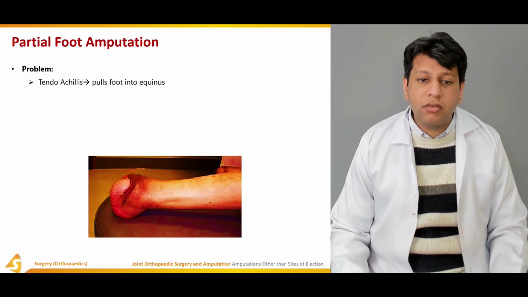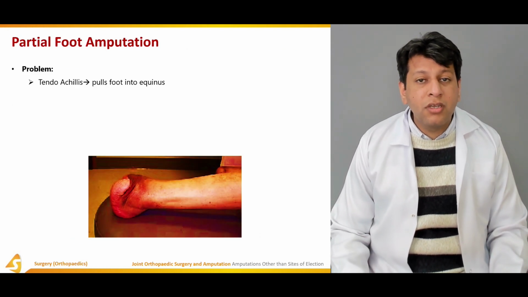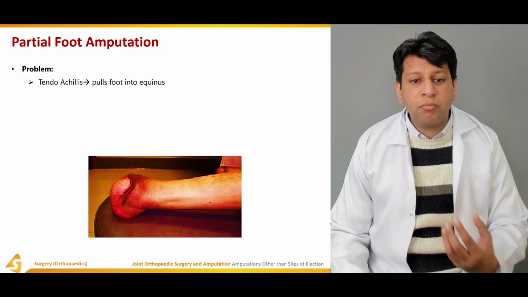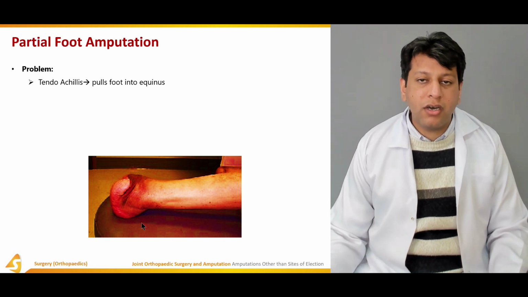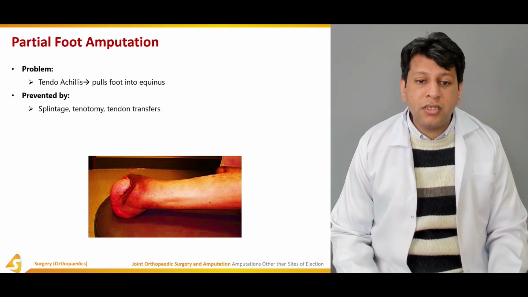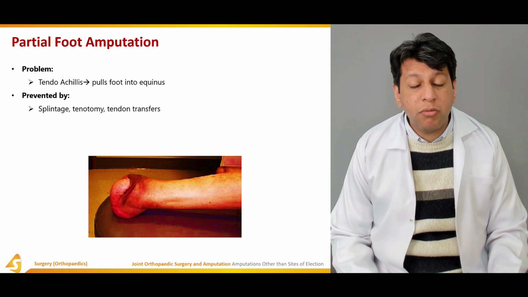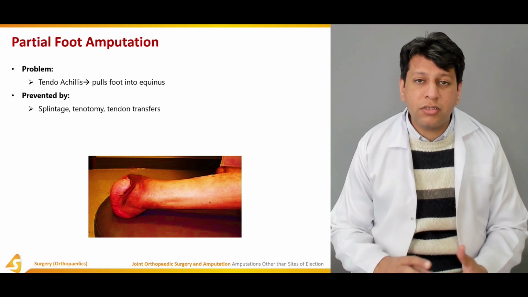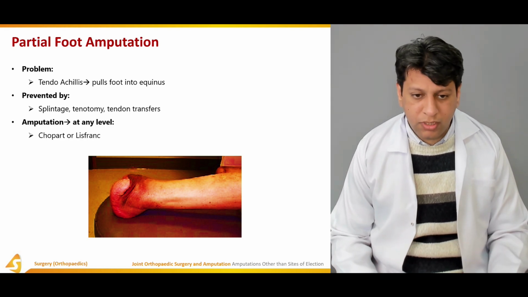Now coming to the partial foot amputation. The problem is that when the Achilles tendon is present, this can put the patient into equinus, that is plantar flexion. Similarly, splintage, tenotomy and tendon transfer may be required, because they not only go into equinus, they also go into cavovarus deformity.